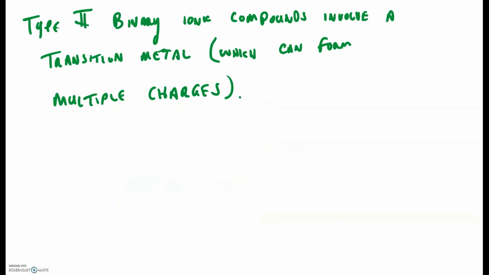So let's take a look at what we're going to call type 2 binary ionic compounds, and these involve a transition metal, which can form multiple charges. So it's not much different, we just need to be a little bit more careful, and we're going to indicate our charge with Roman numerals.